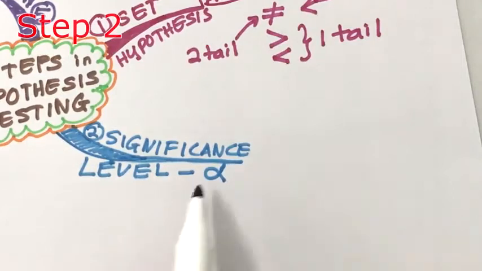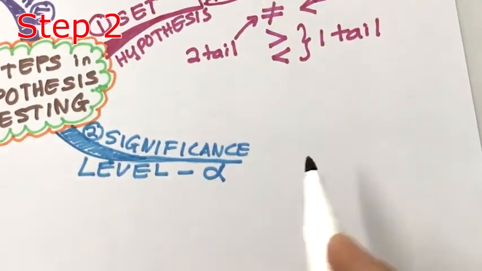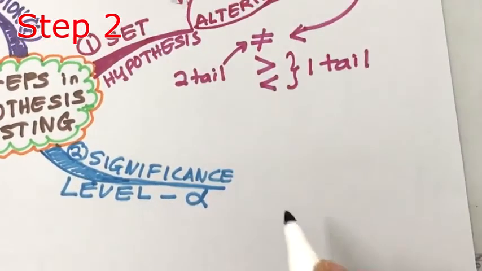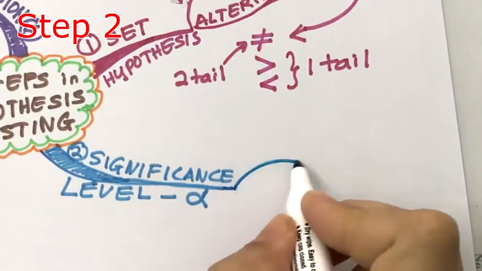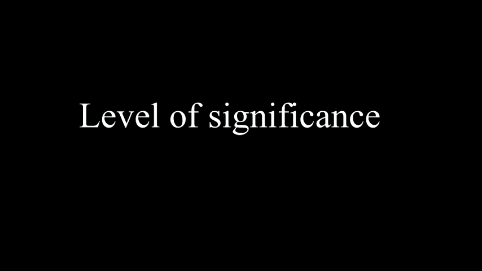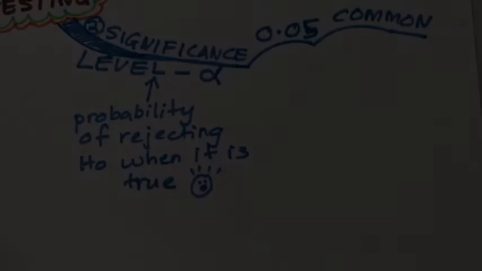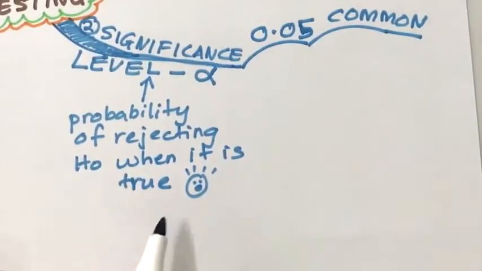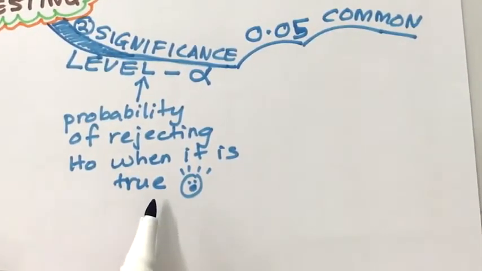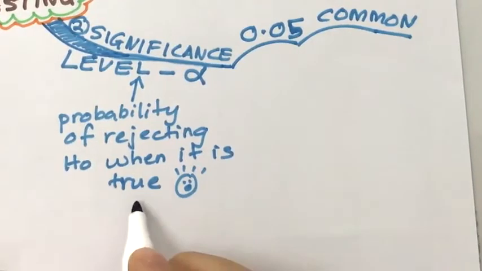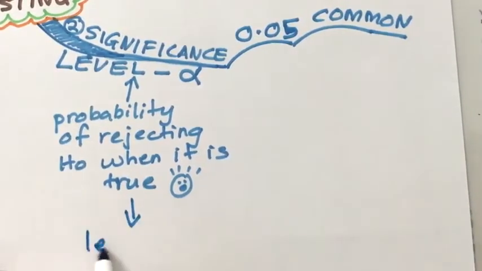Okay, moving on to the second step. Now, after stating the hypothesis, we need to choose an appropriate level of significance, which is called alpha. Now, what is alpha? Alpha is the level of significance, which is the probability of rejecting the null hypothesis when it is actually true. We also call it the level of risk.